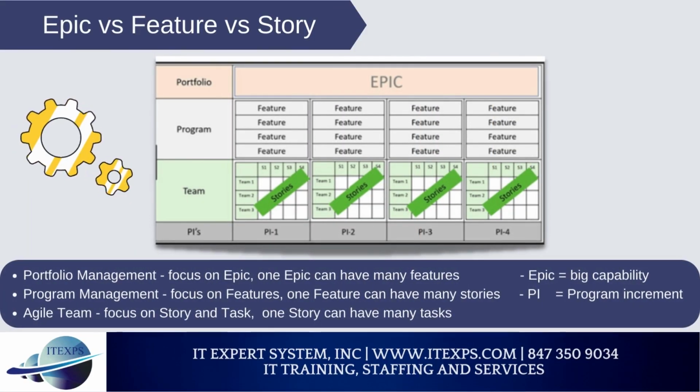Epic versus feature versus story. Portfolio management focuses on epics. One epic can have many features. Epic equals big capability. Program management focuses on features. One feature can have many stories. PI equals program increment. Agile team focuses on story and task. One story can have many tasks.